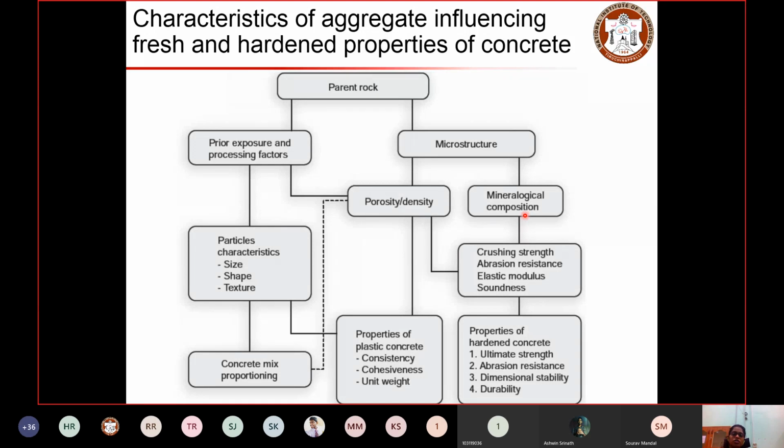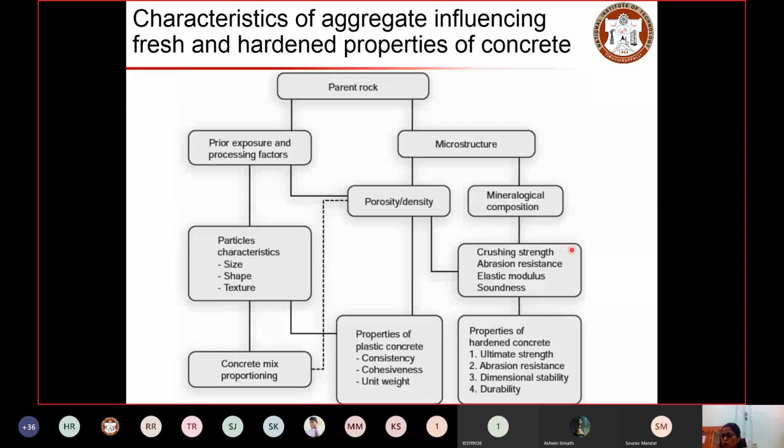When we have such different mineralogical properties, that has a significant role in controlling the hardness, compressive strength and toughness of the material. Certain minerals will be good in toughness, and certain minerals will be very soft and can't withstand high hardness or impact loading. Those have a tendency to influence the crushing strength, abrasion resistance, elastic modulus of the aggregates, and the soundness. Soundness is the basic property, the degree to which it is sensitive to expand.